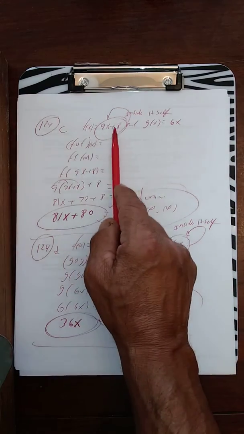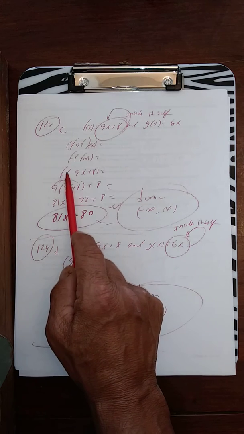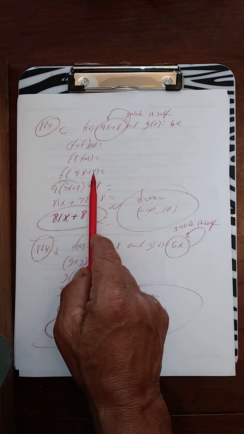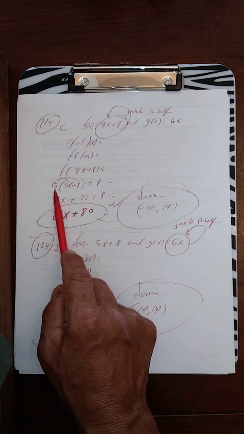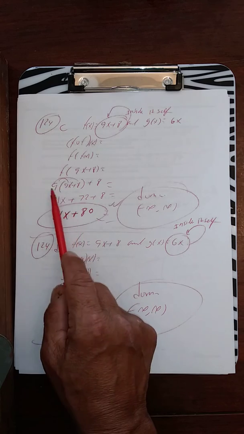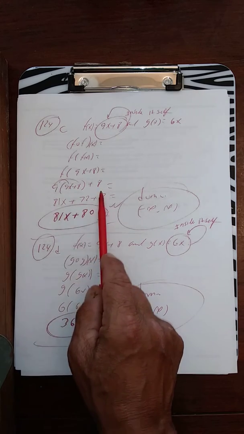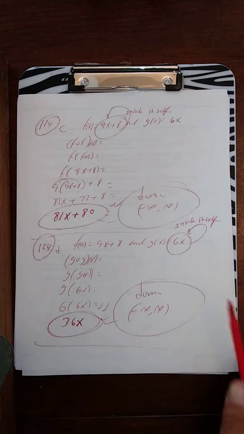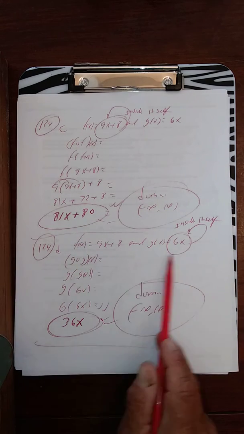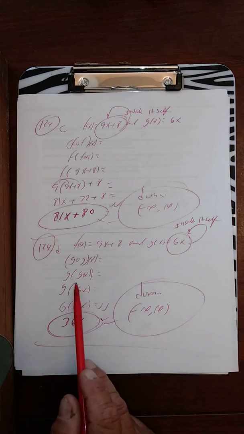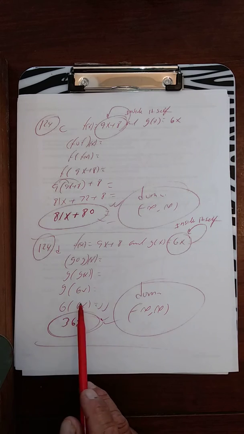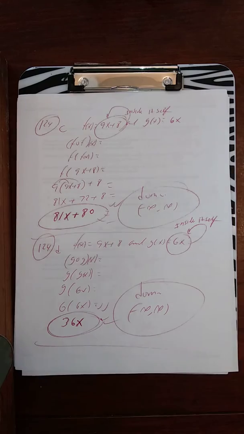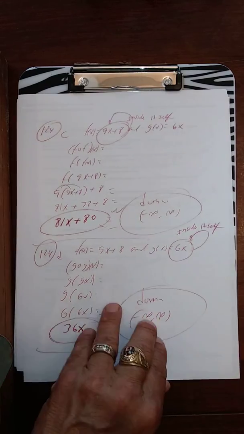F circle f means this one inside of itself. So you're going to have 9x plus 8 in there. So 9 times 9x plus 8. 9 times that is 81x, 9 times that is 72, and 8. 81x plus 80. Domain is negative infinity to infinity. G circle G means this one inside of itself. So it's going to end up being 6 times 6x, which is 36x. Domain is negative infinity to infinity.